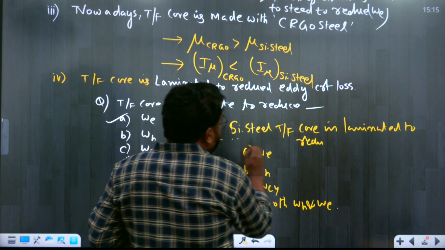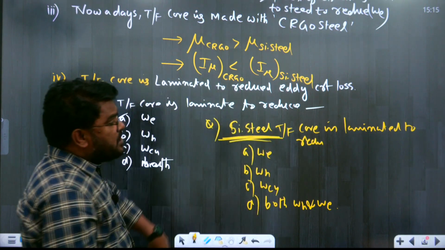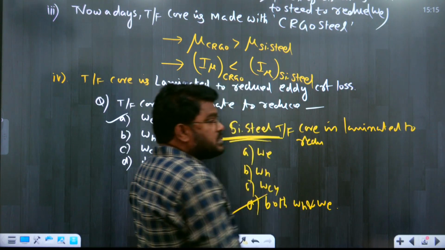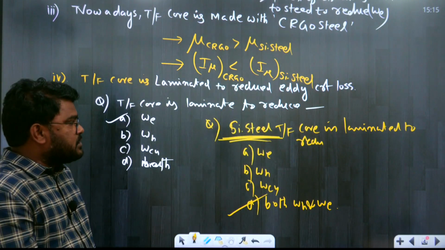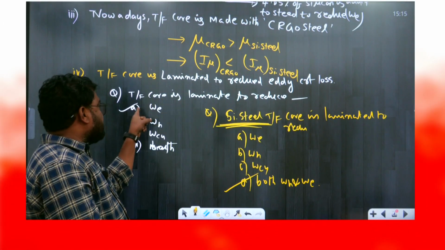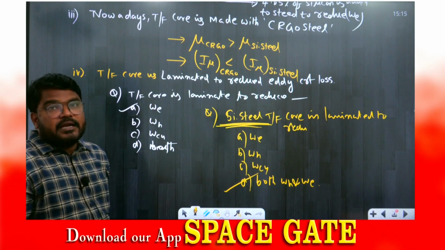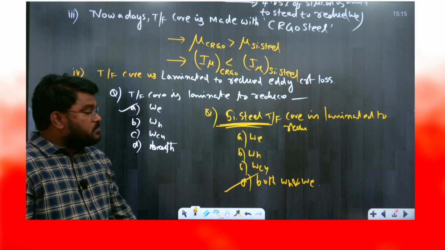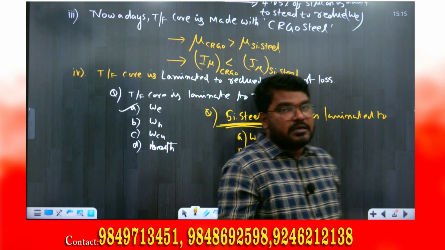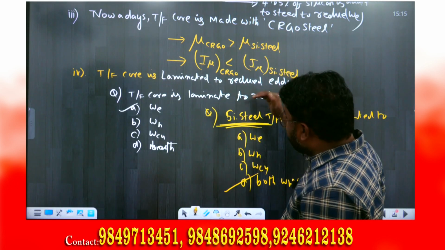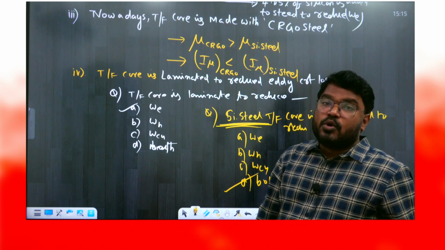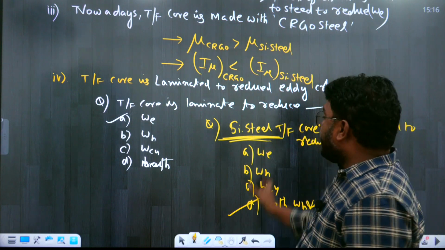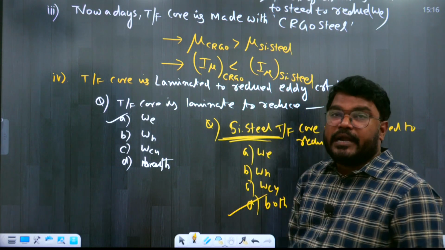Suppose the name of the material is given, whether silicon steel or CRGO steel. What is the answer for this question? Both hysteresis losses and eddy current losses. So without the name of the material, the answer is eddy current losses. In the same question, but with the name of the material mentioned, the answer is both hysteresis losses and eddy current losses. Why? Because silicon steel has a low hysteresis coefficient, so you can reduce the hysteresis losses, and it is laminated to reduce eddy current losses.